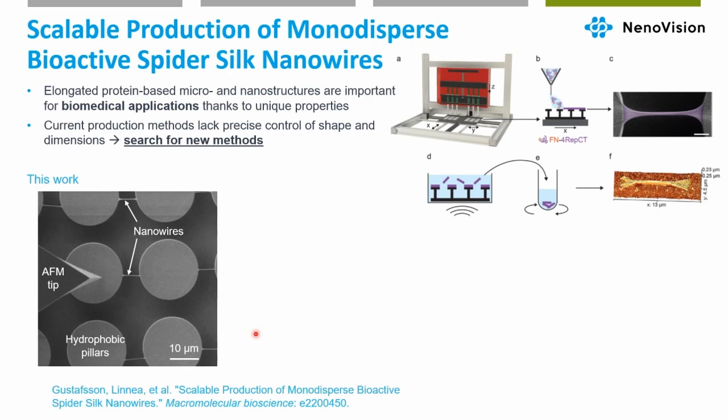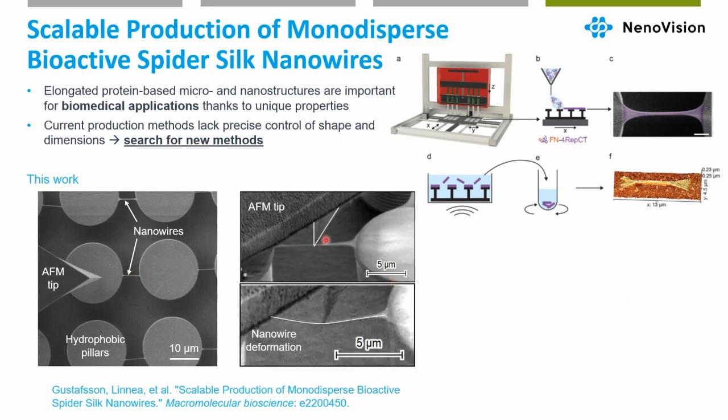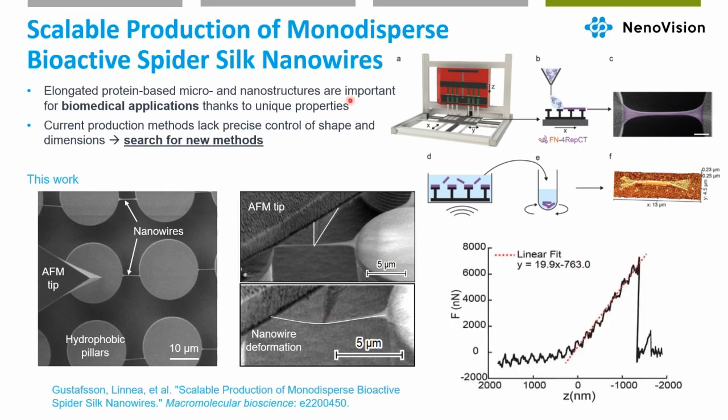So with the AFM tip, we could reach the individual nanowire, and we could start to push the nanowire and measure directly Young's modulus and other properties with the AFM inside the SEM. And this was our contribution to this research.